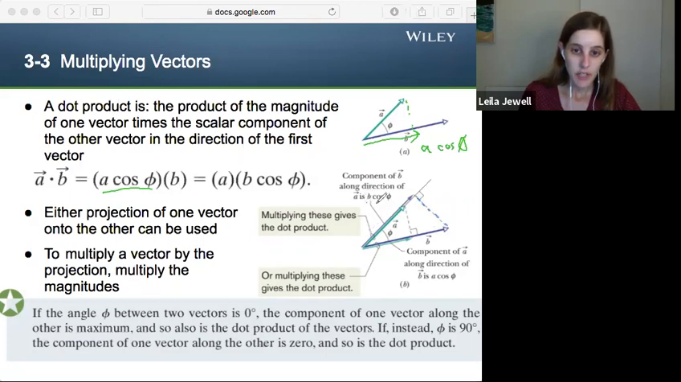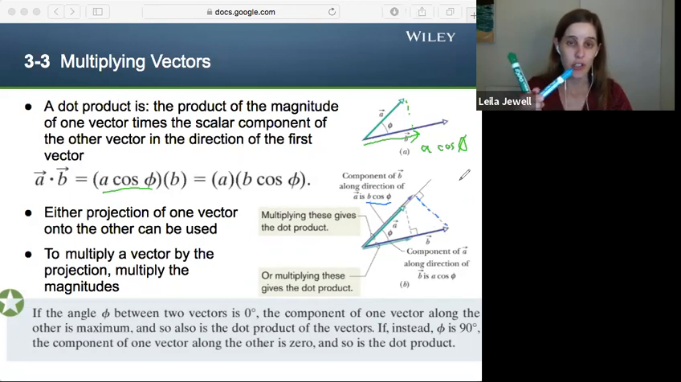And this piece is given by B cosine phi. That's how much of vector B points along vector A. So you can use either projection of one vector onto the other. We're just trying to see overall how much they are pointing in the same direction. So to multiply a vector by the projection, multiply the magnitudes, right? Since there's no vector symbol above this A or this B, it's just the magnitude of said vector.